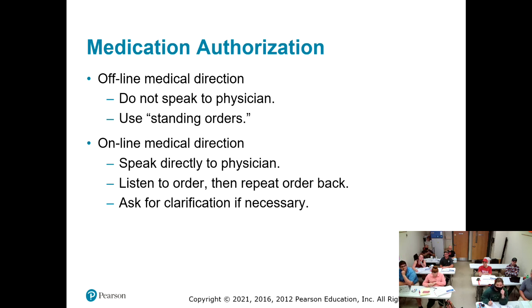When you're asking for online medical direction, you need to speak directly to the physician, listen to their order, and then repeat the order back to them. That's closed loop communication. Ask for clarification if necessary. Not all physicians know what's in our scope. A physician may tell you, give this patient ondansetron. Well, you have to tell the physician, ondansetron's not in my scope, I can't give that drug. Is there anything else we can do?